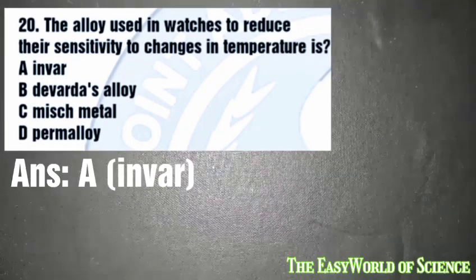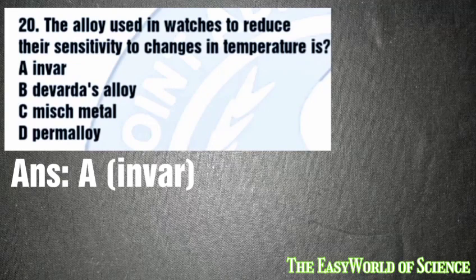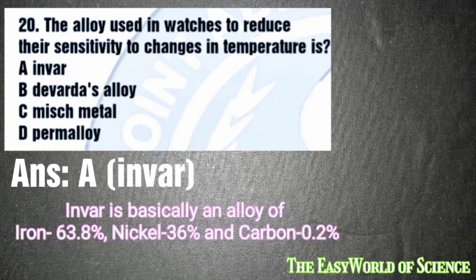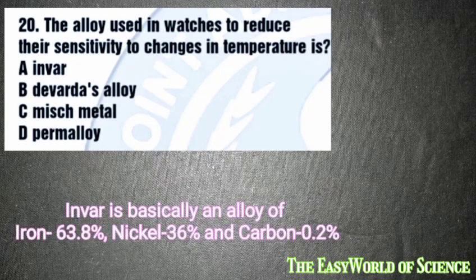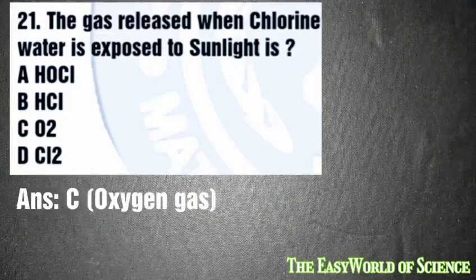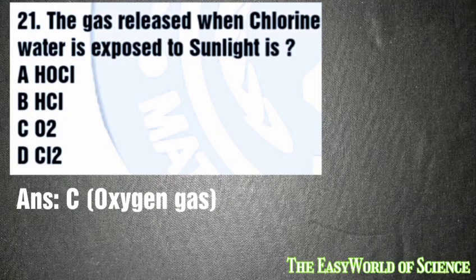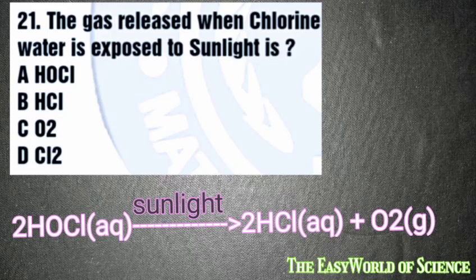Number 20 is Invar. Invar is mainly an alloy of iron and nickel. It basically contains 63.8% of iron, 36% of nickel, and 0.2% carbon. 21 is oxygen gas. When you expose chlorine water to sunlight, oxygen gas is released. Do not be deceived by answering chlorine. You see the equation there on the screen.